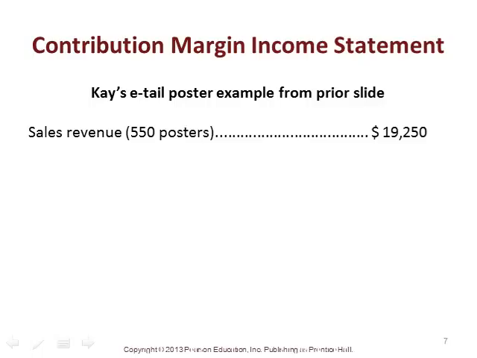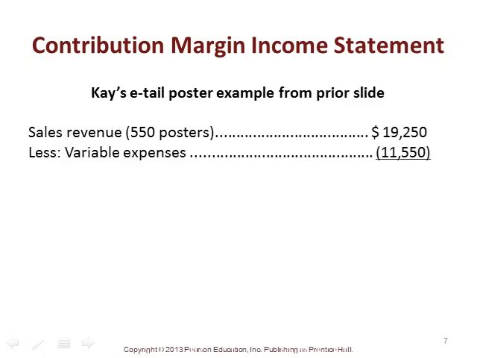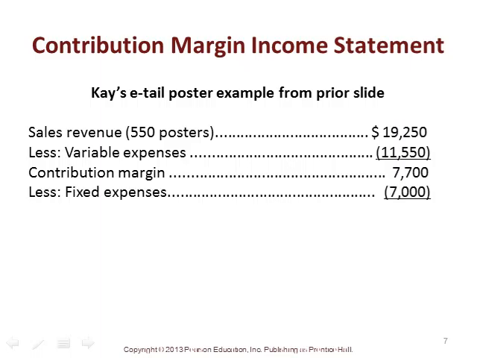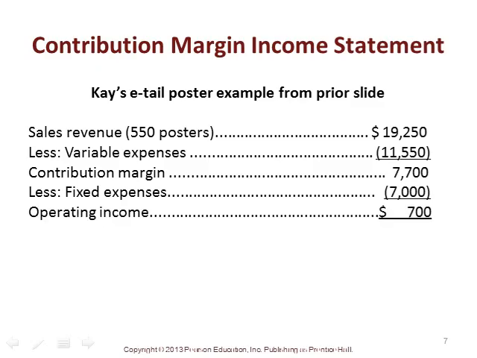We're told that variable costs are $21 per poster. So $21 times the 550 posters gives us variable expenses of $11,550. And when we subtract the variable expenses from our sales revenue, we get a contribution margin of $7,700. And again, this contribution margin is how much of our sales go toward covering our fixed expenses, right? So $7,700 goes towards covering our fixed expenses, which were given at $7,000, and so we get an operating income of $700.